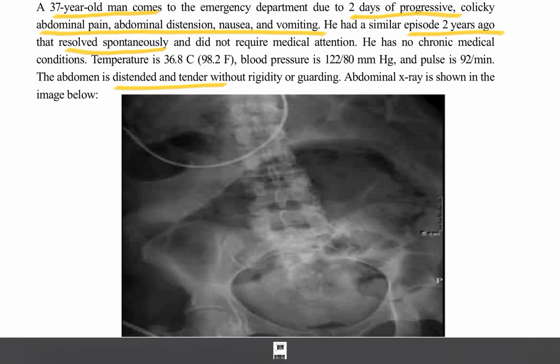A 37-year-old man comes to the emergency department due to 2 days of progressive colicky abdominal pain, abdominal distension, nausea, and vomiting. He had a similar episode 2 years ago that resolved spontaneously and did not require medical attention. He has no chronic medical condition.